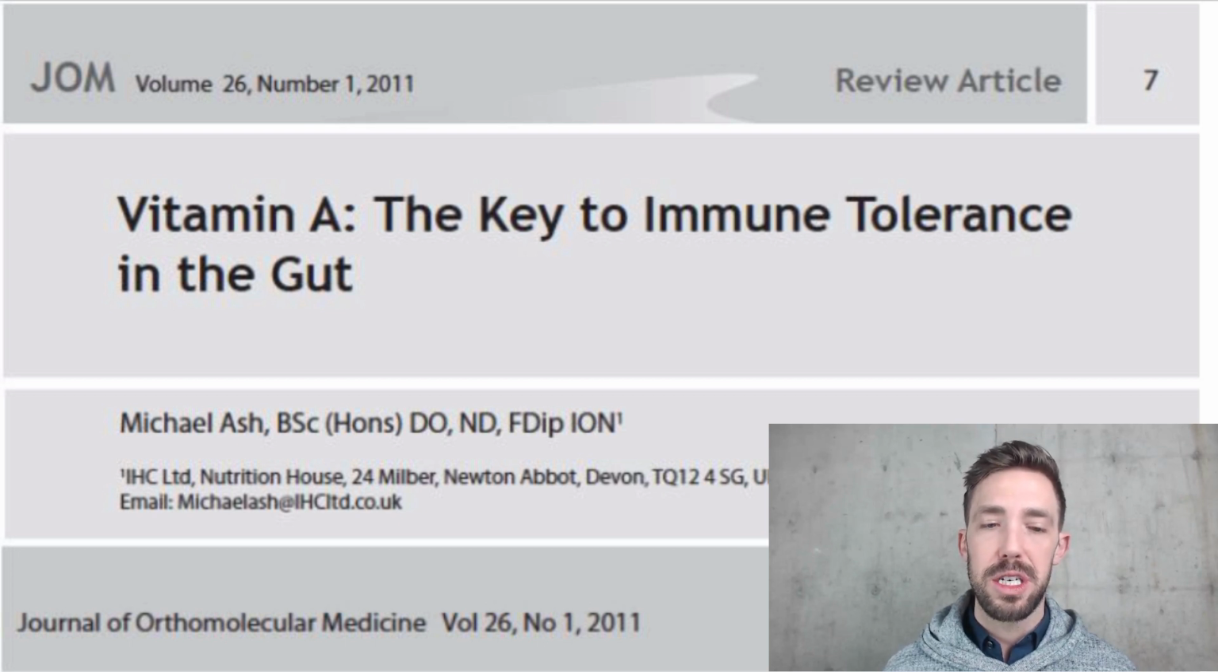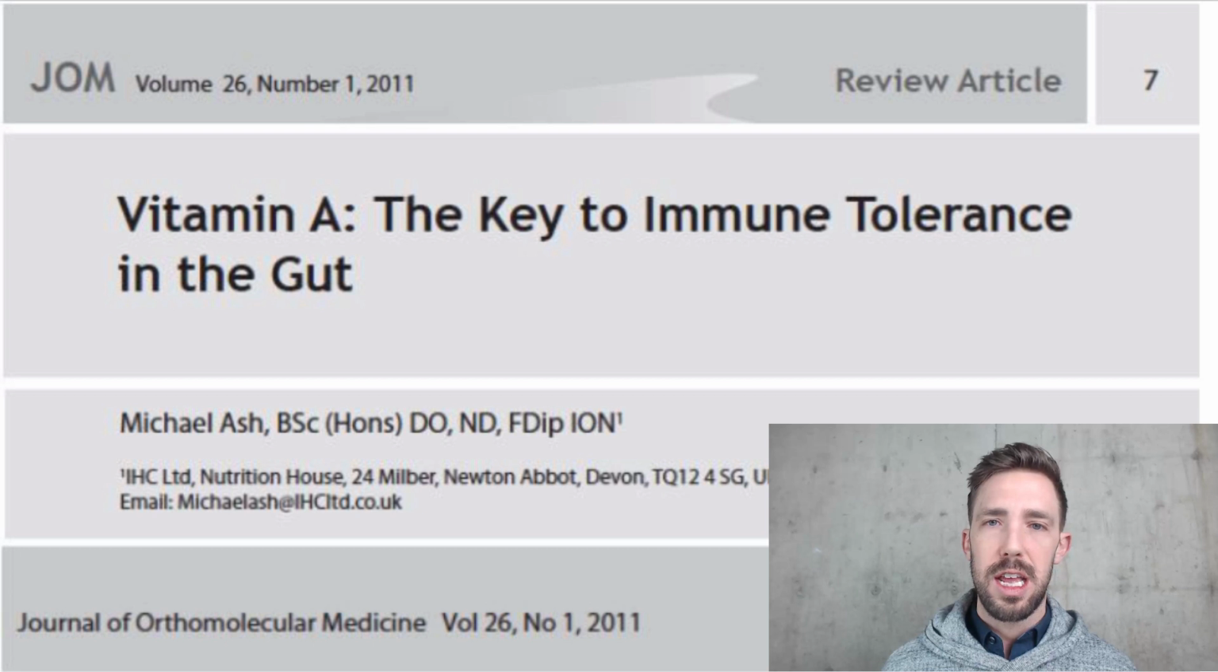Here's another picture, a Journal of Orthomolecular Medicine, but the title says it all, vitamin A, the key to immune tolerance in the gut. So vitamin D, vitamin A, short-chain fatty acids, glutathione are the four big ones. Probiotics come next. Detox support also, leaky gut support.